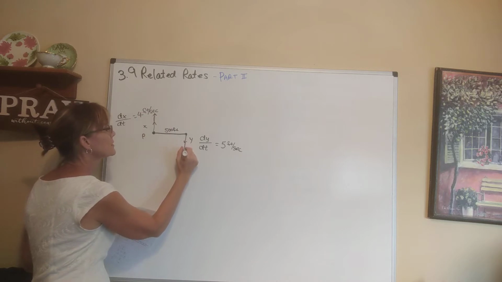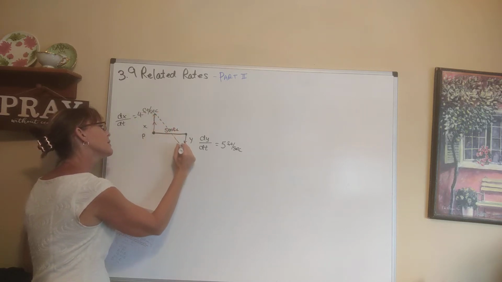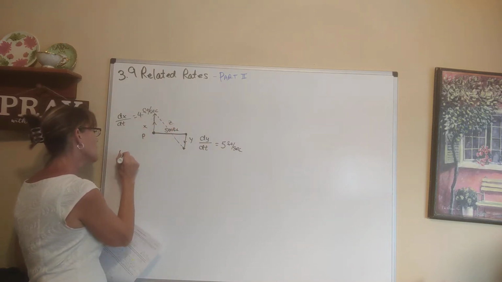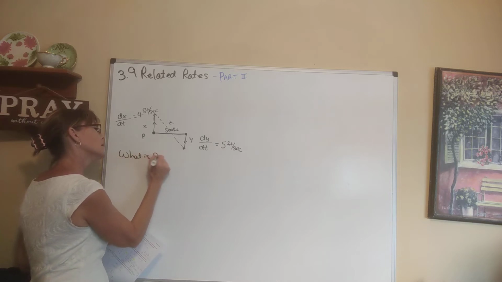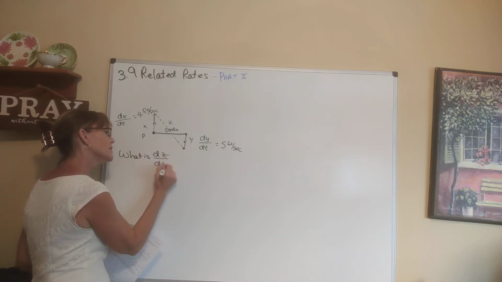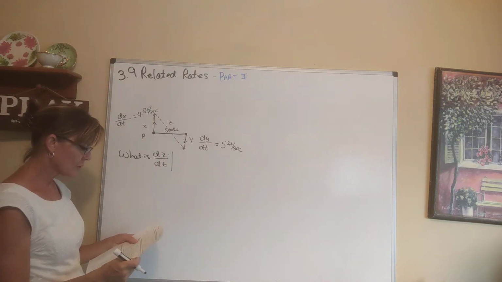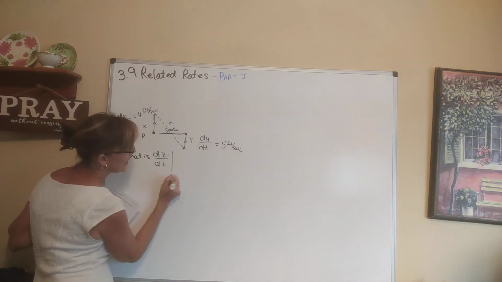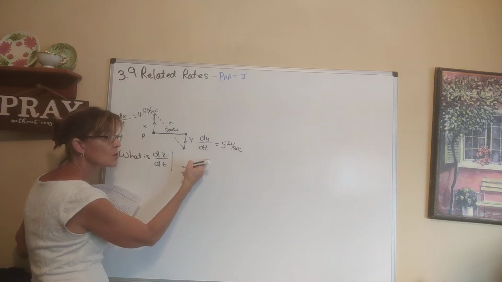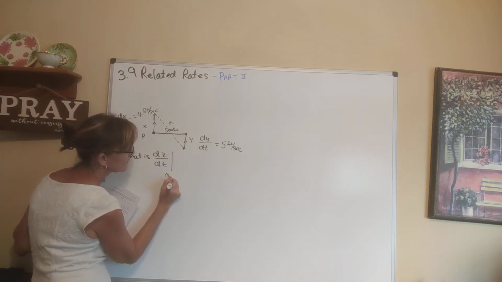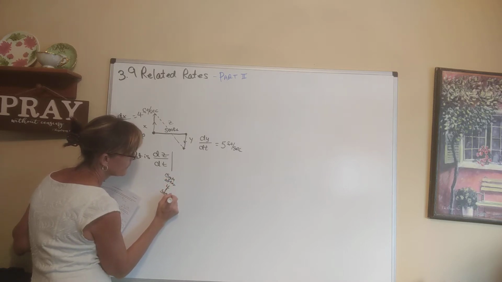Okay, so what they want to know is, he keeps going north, she's going south, and so this distance between them, what is the rate of change? I'm going to call this distance z. What is dz/dt when? At 15 minutes after the woman starts walking, but she started walking 5 minutes after he started walking. So 15 minutes after y starts walking. Okay, this is what we have to figure out.